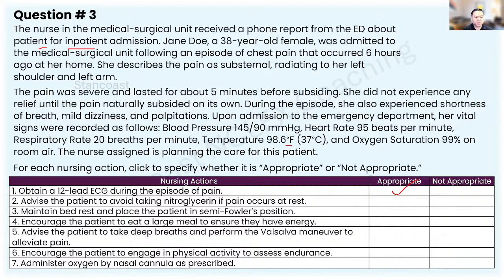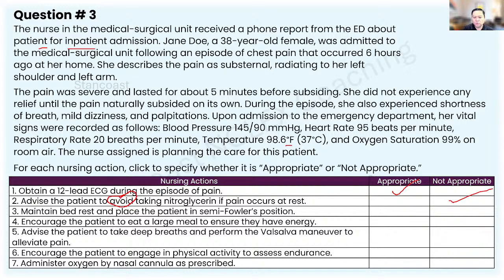Now, what about number 2? Advise the patient to avoid taking nitroglycerin if pain occurs at rest. Are you supposed to tell them to avoid? No, that is not appropriate. The reason that this is wrong is because we're not supposed to tell them to avoid.